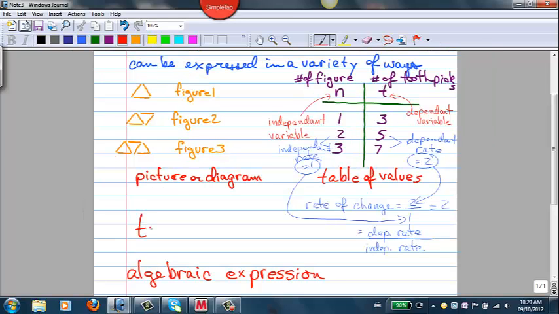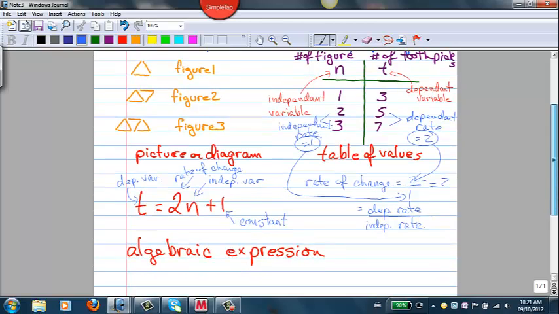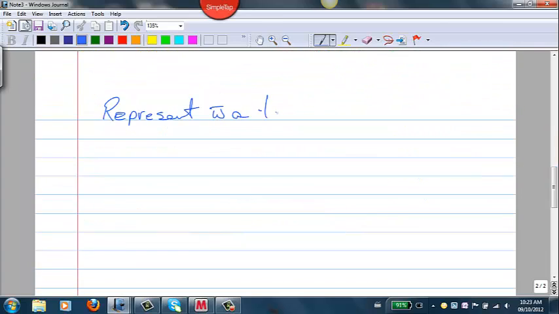I can use that information to make an algebraic expression. The dependent variable, the number of toothpicks, is equal to 2, the rate of change, times the independent variable, so 2n, plus 1, some constant. I can figure out the 1 by going, well, if I go 2 times 1, I get 2, plus 1 is 3. 2 times 2 is 4, plus 1 is 5. 2 times 3 is 6, plus 1 is 7.